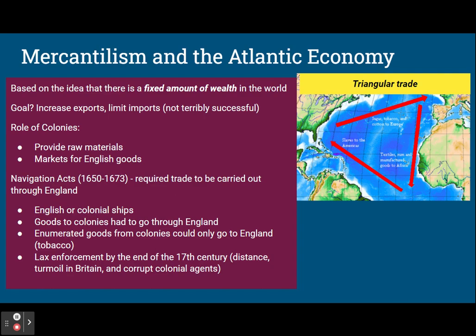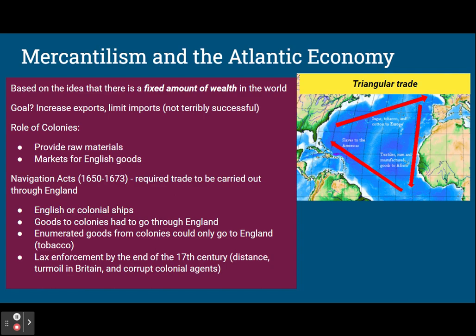Now, that seems pretty obvious to us, that wealth is based on gold and silver, but prior to the early modern period, wealth was often based on the amount of land you had and resources you controlled. So how do we reach this goal of increasing our supply of gold and silver? Well, it was a simple concept. Import less, but export more. So increase your exports, limit your imports, as in sell lots of stuff and get money from it, but don't buy a lot of stuff from other people.